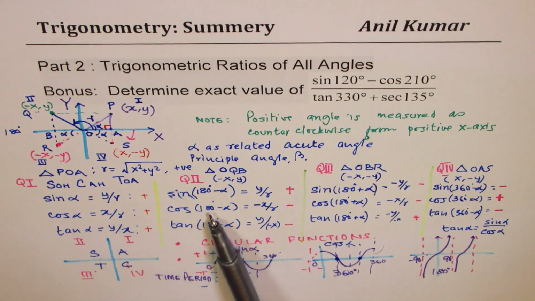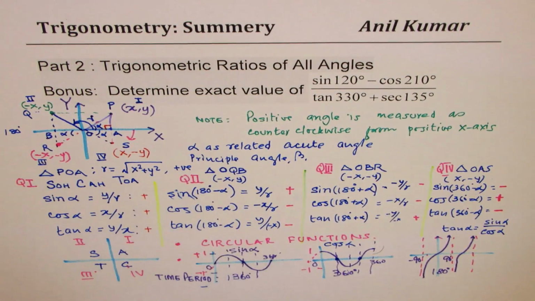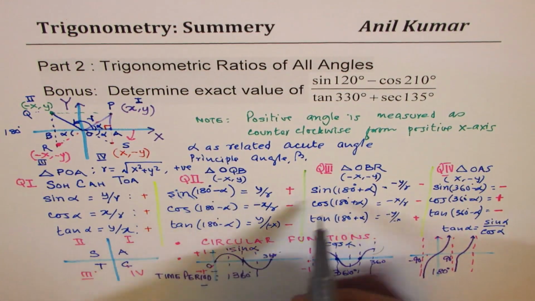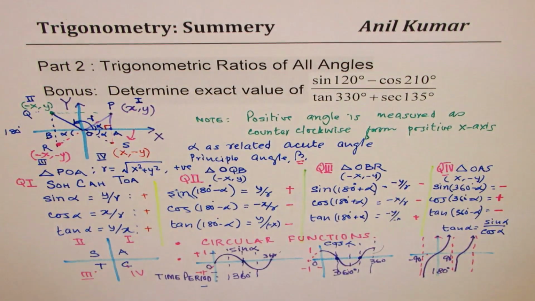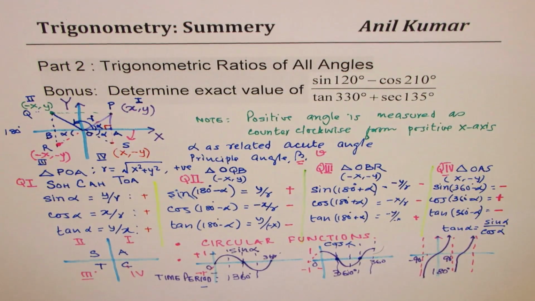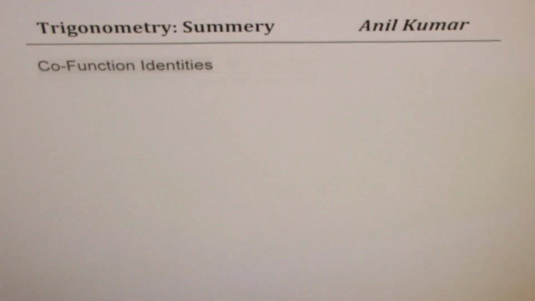Correct? And all these are related to angle alpha, which is being called a related acute angle, and we will soon replace 180 minus this, 180 plus this or that with beta, and we'll call that a principal angle, or sometimes theta in general, right? So sometimes theta, which will be treated as the principal angle. So I hope this part is very clear. Now we'll move on to the next part and talk about cofunction identities, right? So I hope this part is very clear to you. Now we'll discuss cofunction identities and move forward.